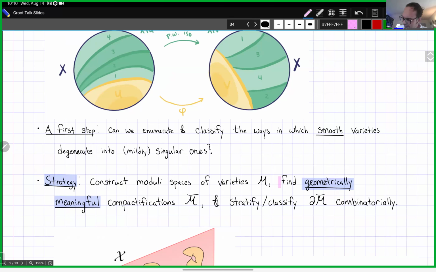And the hard problem is to find something that's geometrically meaningful when you find a compactification. So you want the boundary of that moduli space to be modular in some sense, such that the surfaces appearing over the boundary really do represent limits of smooth surfaces. And then a further goal you might hope for is to stratify and classify that boundary in some combinatorial way. So some explicit way of just listing out what are the possible degenerations of surfaces.